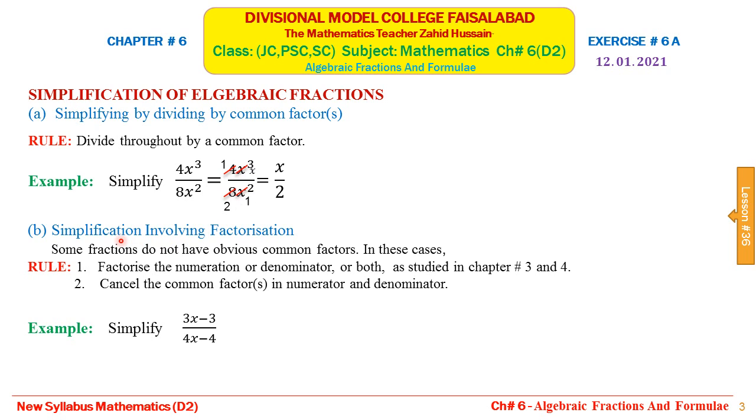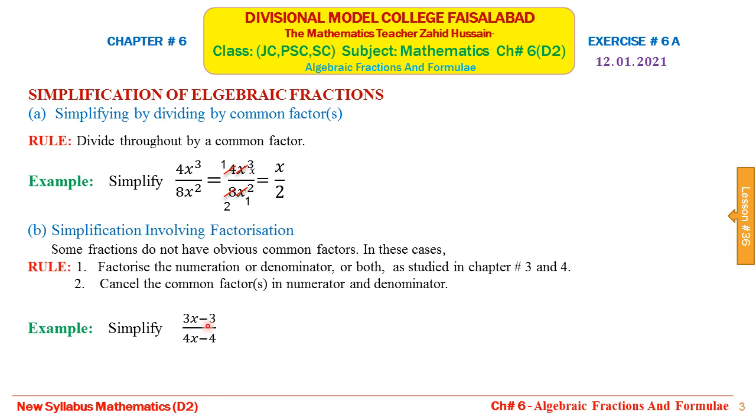Similarly, the second type is when the numerator and denominator of a fraction have an expression which involves factorization. So then we will first factorize the numerator or denominator or both, as we have studied in chapters number 3 and 4, and then we will cancel out the common factor in the numerator and denominator. So this is the example. This is a fraction in which the numerator has the expression 3x minus 3 and the denominator has the expression 4x minus 4. So we will factorize.